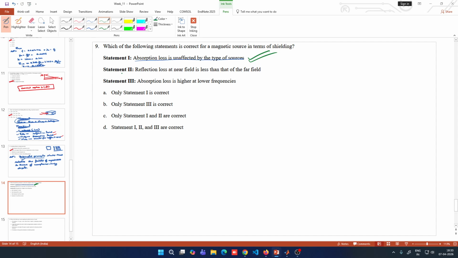Statement 1 is true. Statement 2, reflection loss at near field is less than that of far field, is also correct. Reflection loss in the near field is less than in the far field for a magnetic source. Statement 2 is also true. Absorption loss is smaller at lower frequencies instead of higher. So for a magnetic source, absorption loss is small at lower frequencies.